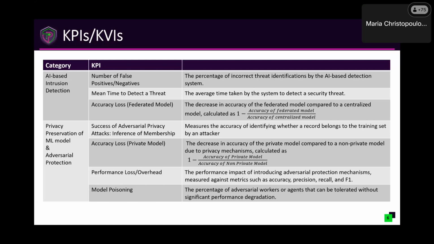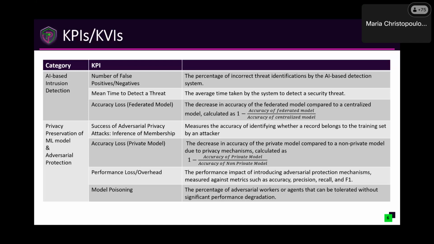And finally, since we are focusing on federated learning schemes, we have also defined the accuracy loss, which signifies the decrease in accuracy of the federated model compared to a centralized model, which is calculated with the formula that you can see on the screen. Now, the next category is on privacy preservation of machine learning model and adversarial protection.